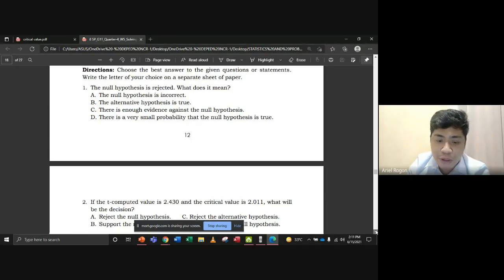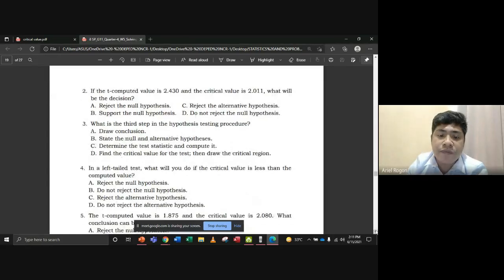For number 2, if the t computed value is 2.430 and the critical value is 2.011, what will be the decision? And for number 3, what is the third step in the hypothesis testing procedure?